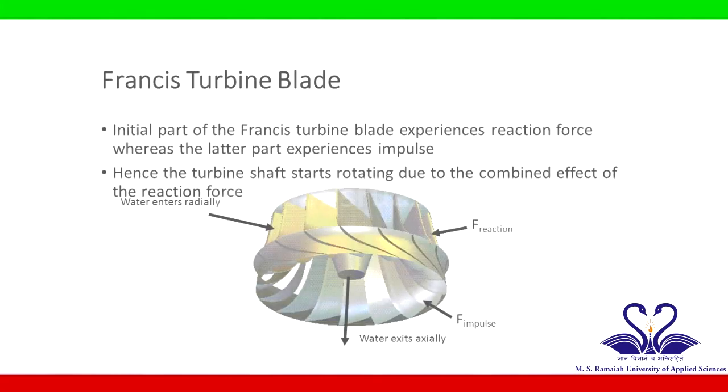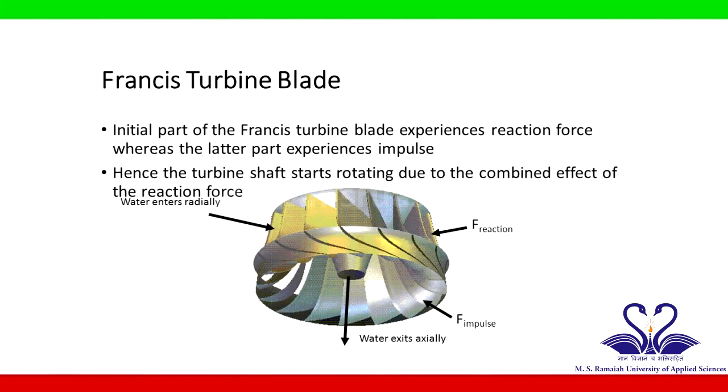A typical Francis turbine blade can be seen in the figure. The turbine blade is designed in such a way that the initial part of the blade experiences reaction force, whereas the latter part experiences impulse. Hence, the turbine shaft starts rotating due to the combined effect of the reaction force and the impulse.